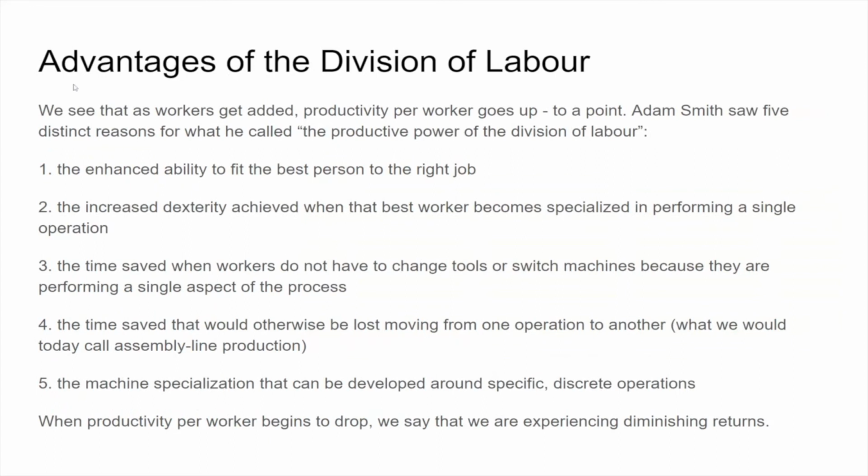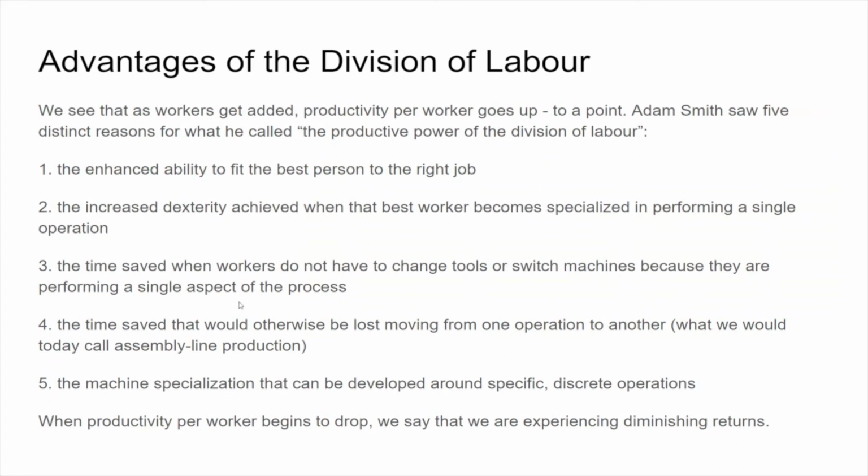So the advantages of division of labor should become pretty obvious, as Henry Ford has proven out. We see that as workers get added, productivity of the worker goes up to a point. Adam Smith saw 5 distinct reasons. Adam Smith is the father of modern-day capitalism. He called it the productive power of division of labor. The enhanced ability to fit the best person to the right job is one of the things. Increased dexterity achieved when the worker becomes specialized in performing a single operation.